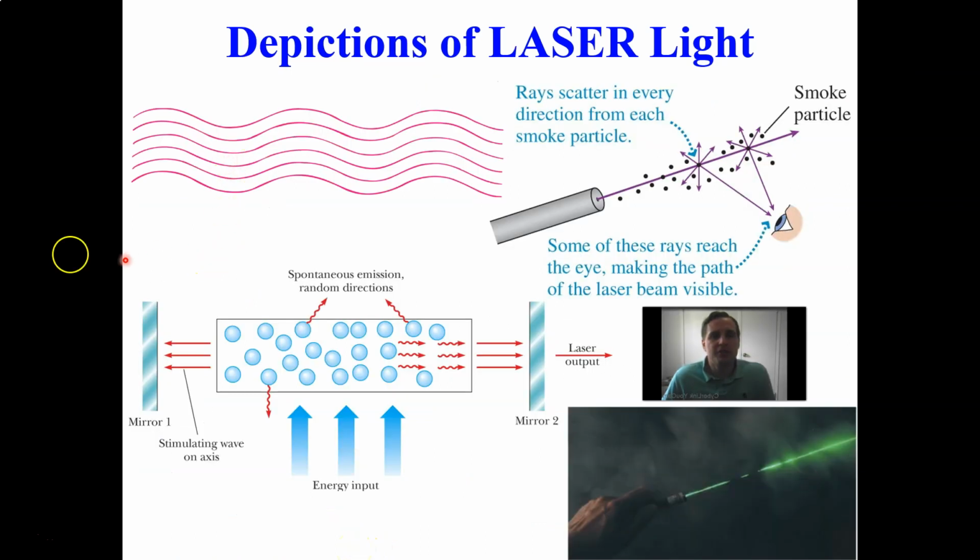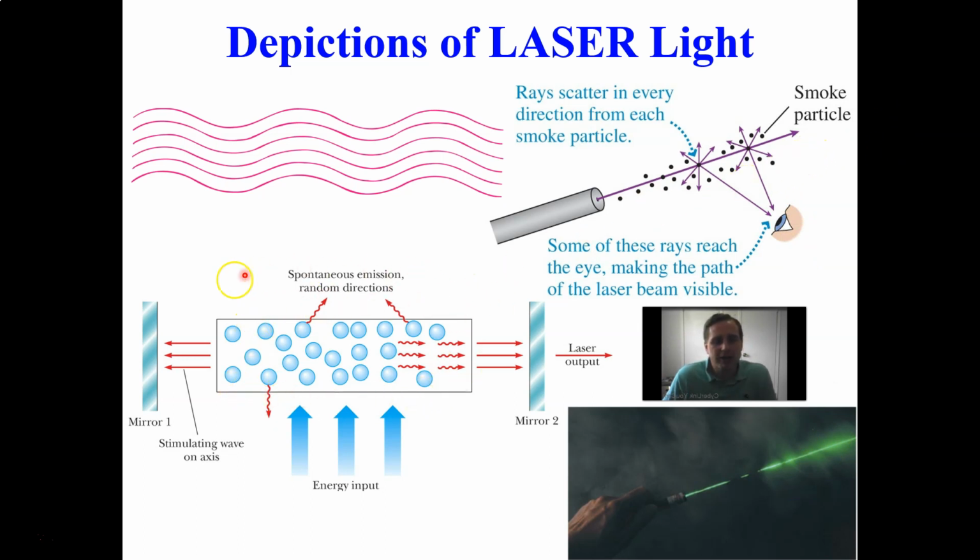So what do these laser beams look like? Well, first of all, laser light looks like this. It's coherent. Notice that one way to see laser light is that if you shine laser light through smoke and particles, the rays are going to scatter in every direction from the smoke particles, and some of these rays are going to reach your eye, and that's how you can see this laser light during its path until it actually gets to the thing it's striking, say a screen or something.